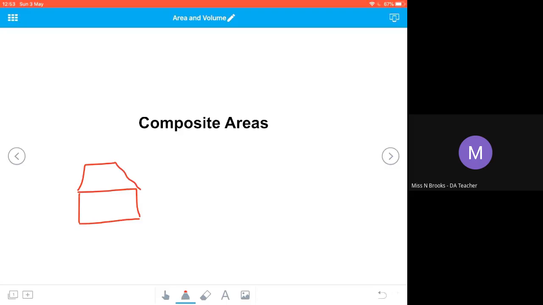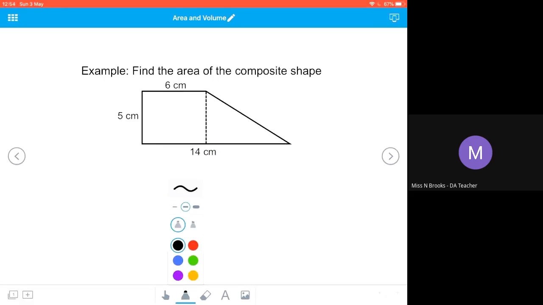out the composite area of this shape by working out the area of the trapezium. I can work out the area of the rectangle, and then if I add them together, I'll get the composite area. So we're splitting our shapes up into shapes that we recognize and that we have the formula for working out the areas. So we're going to find the area of this composite shape.